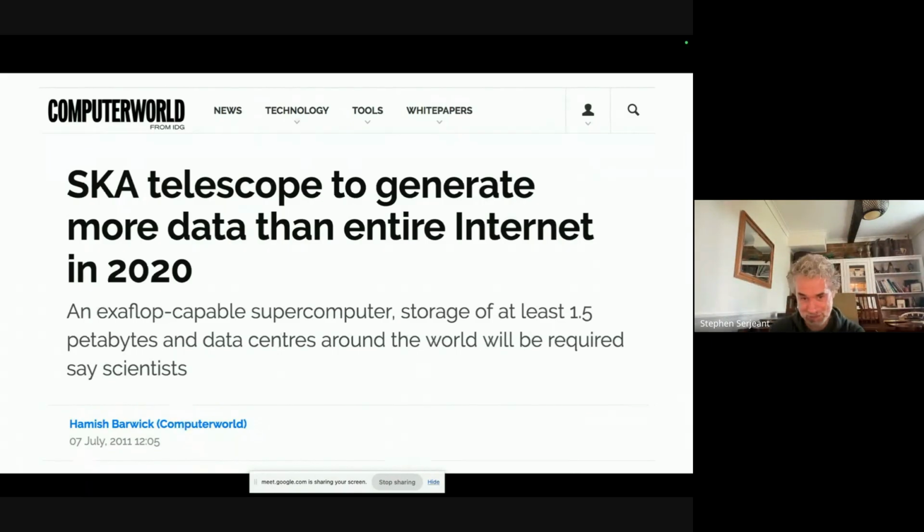Now the building has been a little bit delayed, but it's still true that the finished telescope will be that scale. It's an exabyte scale data avalanche, and it's needing exaflop scale computing, vast amounts, petabytes and petabytes of data just from one facility. This is the Square Kilometre Array telescope.